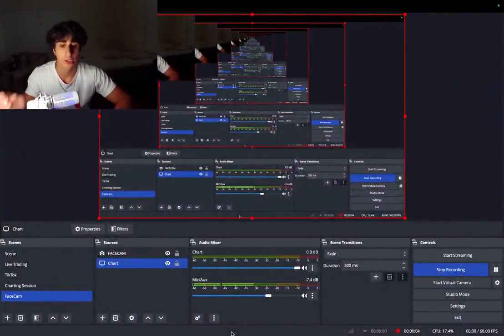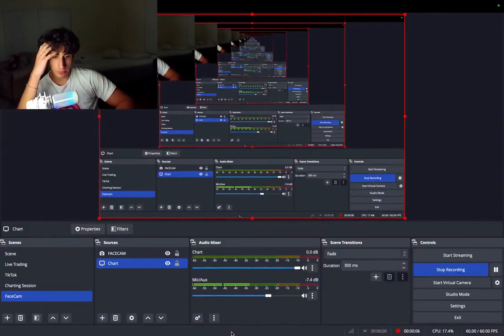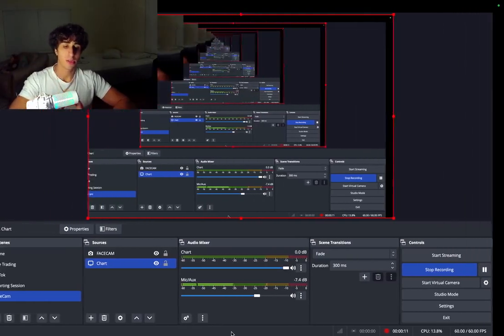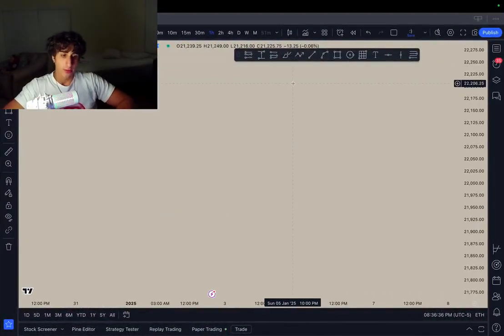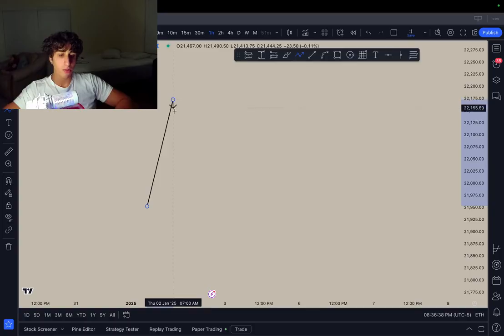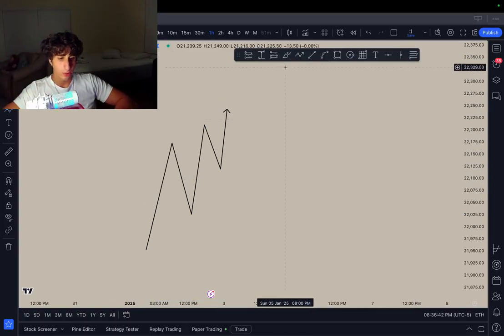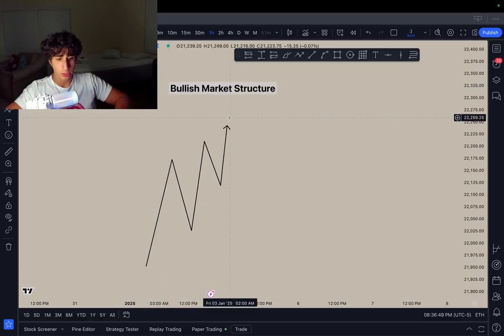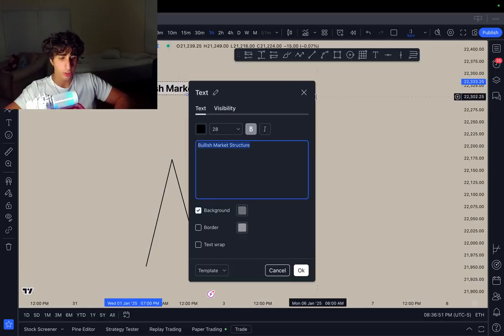So market structure is going to be either bullish market structure or bearish market structure. Okay, so this is literally the foundations of ICT concepts. And what bullish market structure looks like is something like this, where you will have a series. So we'll just write it out here. Bullish market structure. All right, so this is what bullish market structure looks like.